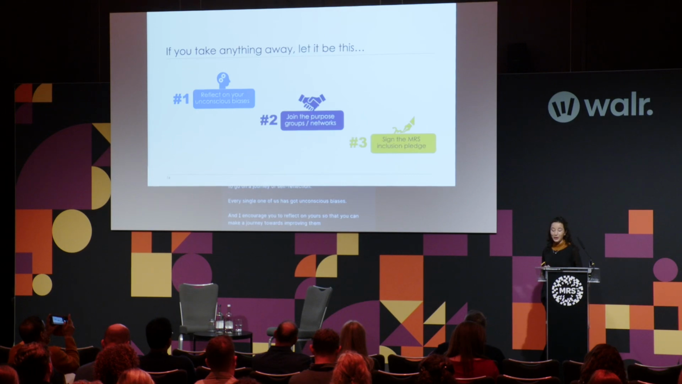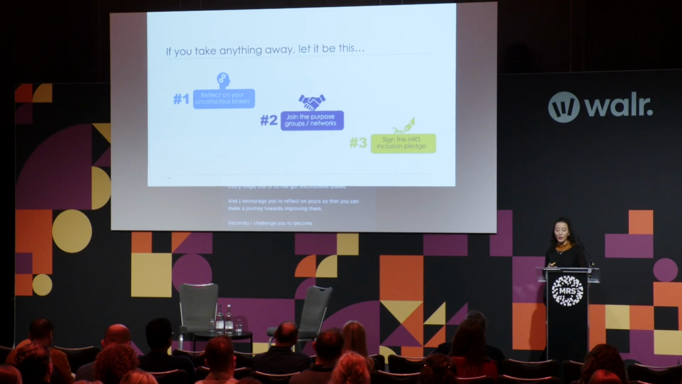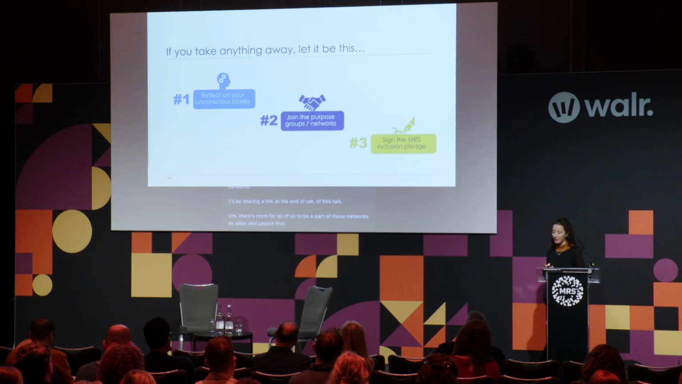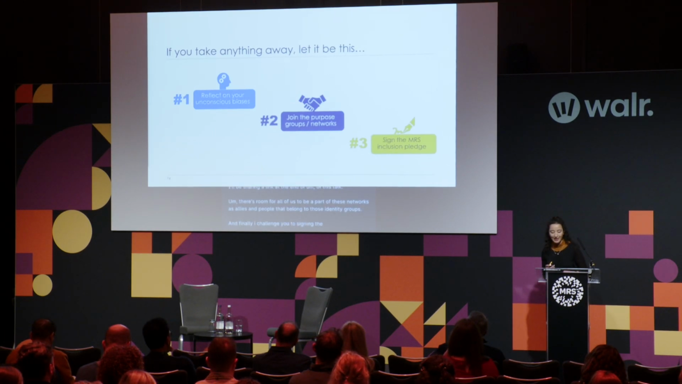Secondly, I challenge you to become an ally. Join one, if not all, of the amazing purpose groups and networks. I'll be sharing a link at the end of this talk. There's room for all of us to be a part of these networks as allies and people that belong to those identity groups. And finally, I challenge you to sign the MRS Inclusion Pledge.